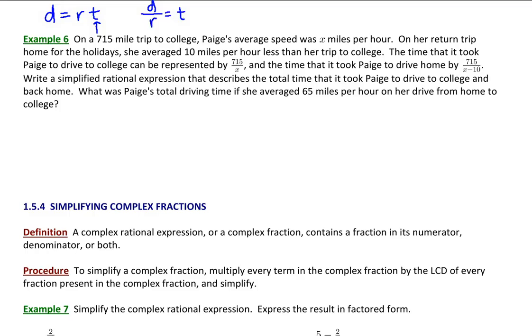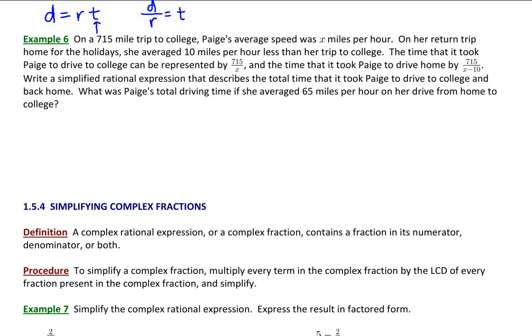On a 715-mile trip to college, Paige's average speed was x miles per hour. So we don't know how fast she was going, but we know she went a distance of 715 miles. On her return trip from the holidays, she averaged 10 miles per hour less than her trip to college. So same distance, but she drove a little slower coming home.